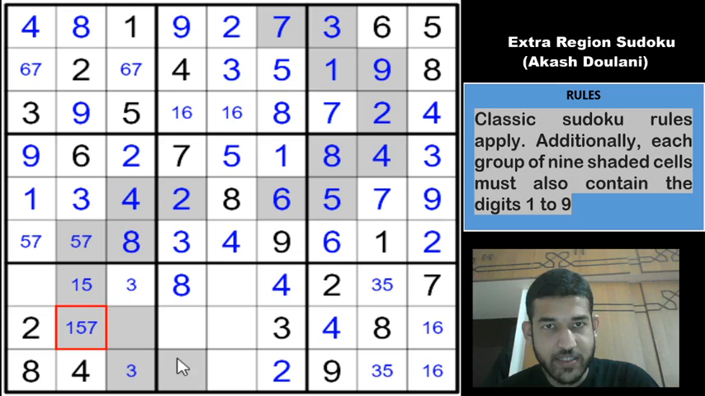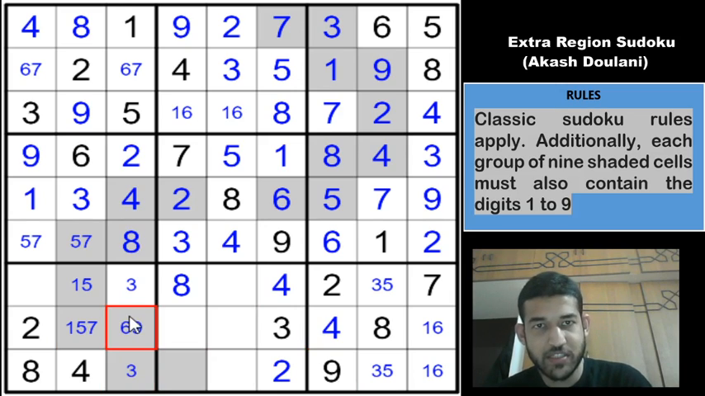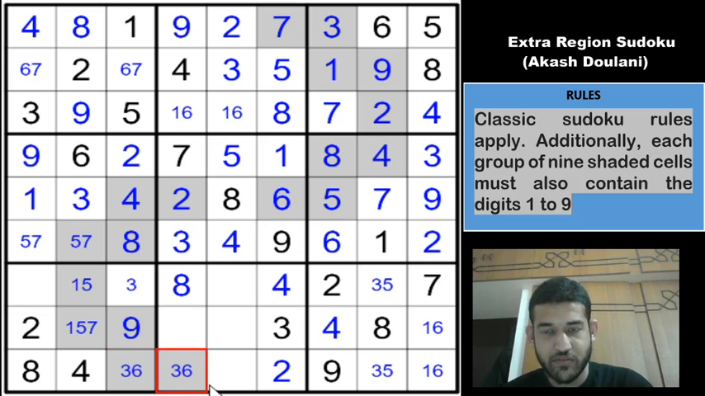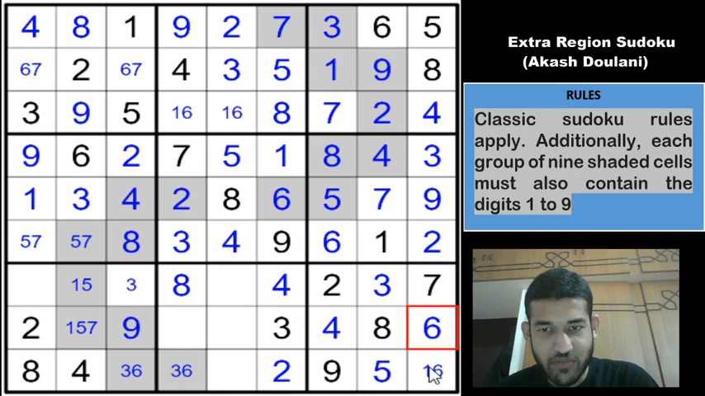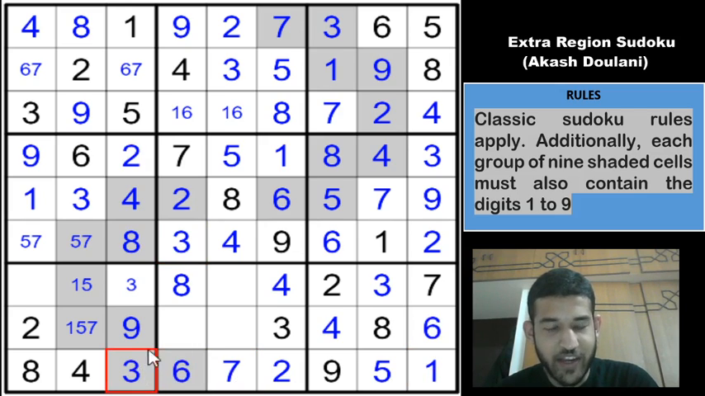So remaining are 3, 6 and 9. So you can't have the 3 here. So this must be 6, 9. 9 cannot be in these 2 cells, which means this must be a 9. And these 2 cells must be a 3, 6 pair, right? Which is going to give a flurry of digits. So this 3 resolves this 3, 5 pair, and with this 6 gives us a 6, 1 here, and this is going to be a 7 now, and this 3 gives us a 6 now, flurry of digits really.